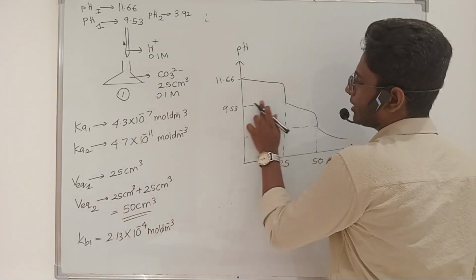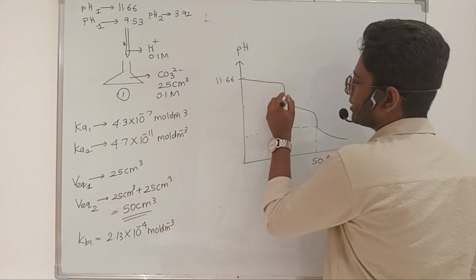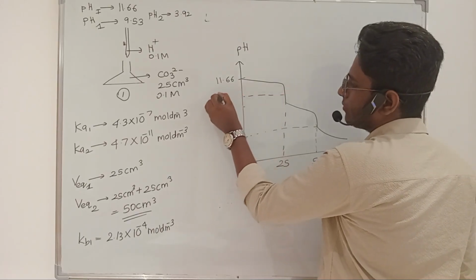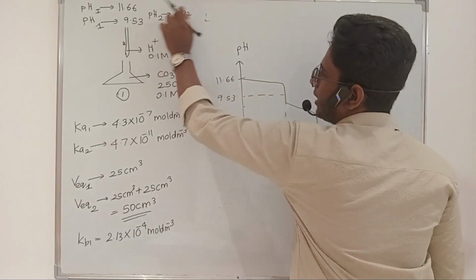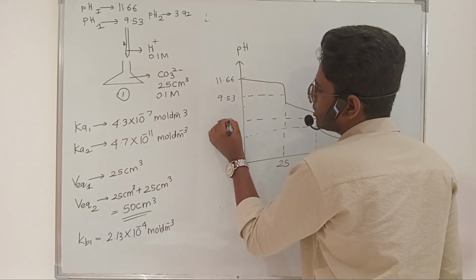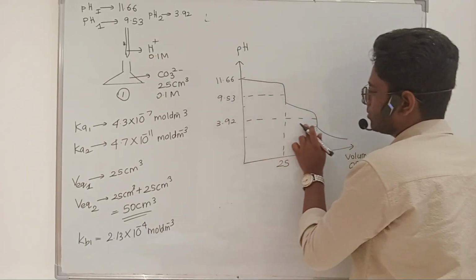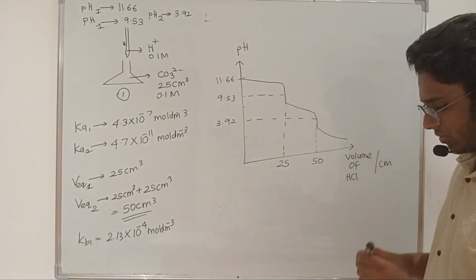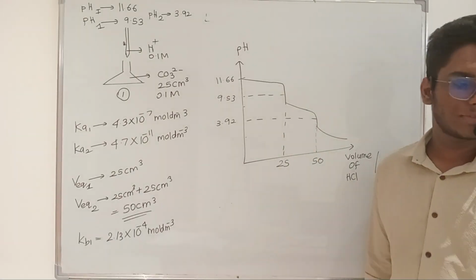So this 9.53 comes around the midpoint of this value, and 3.92 comes around the midpoint of this value, right? Now what is the indicator you can use for the first equivalence point?